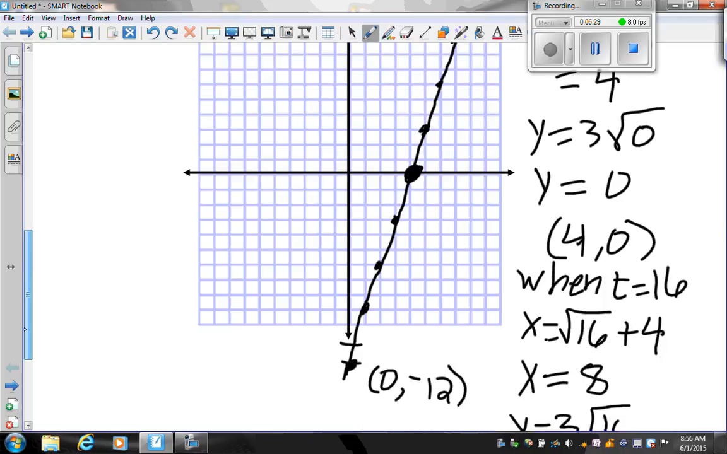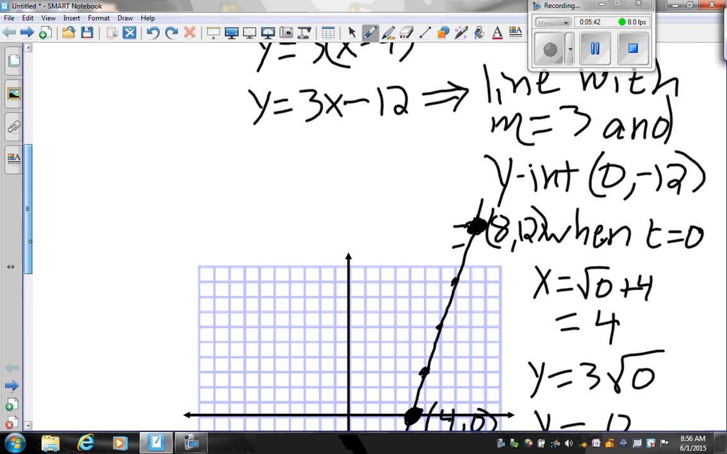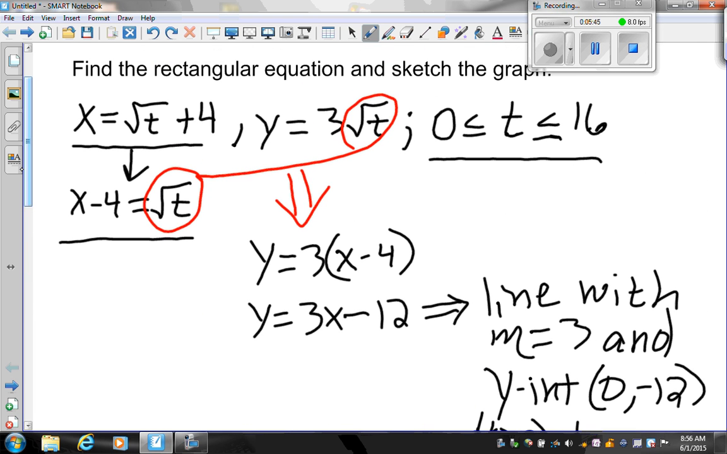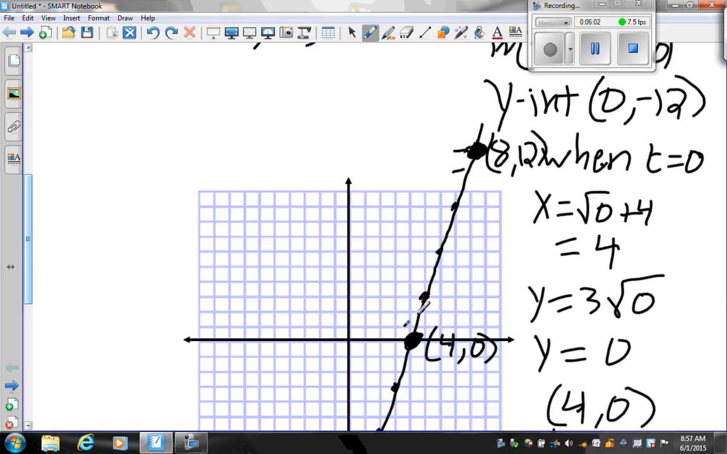So this tells us that the portion of the graph that we're actually looking at lies between the points (4, 0) and (8, 12). And by looking at the equations for x and y, we notice that as t gets bigger, the square root of t gets bigger, plus 4 gets bigger. So as t gets bigger, x gets bigger, and the same thing for y. As t gets bigger, y gets bigger. So we know that the graph is going to run from the point (4, 0) to the point (8, 12).